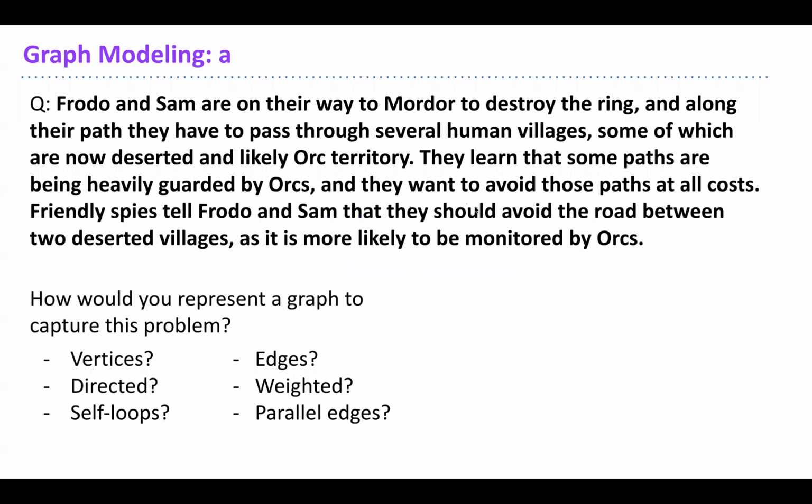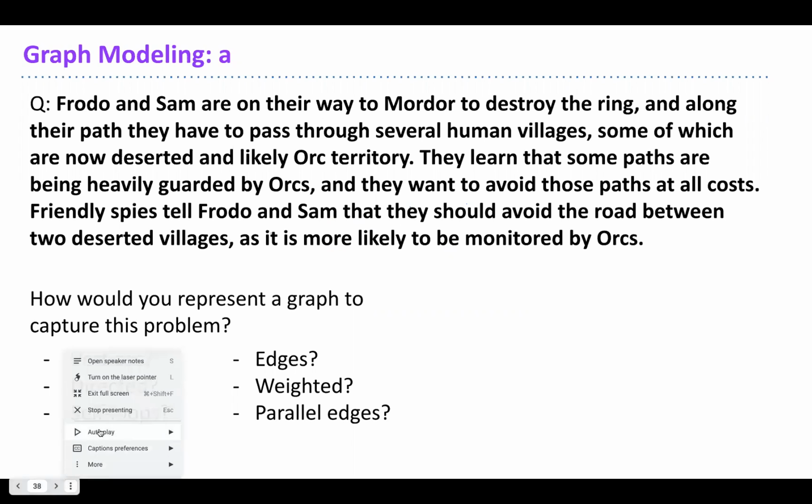Okay, we're now going to be talking about the graph modeling question number 8. Take a minute to pause and read this question. All right, now that you guys have read this question, we're going to talk about it.